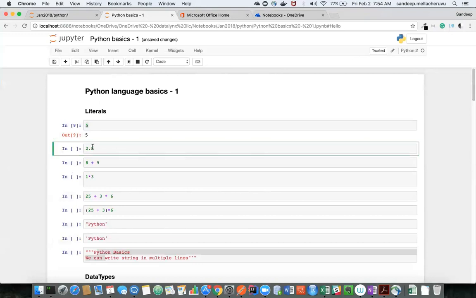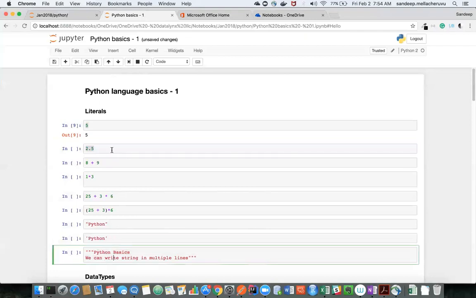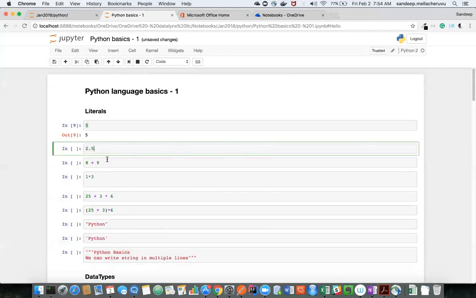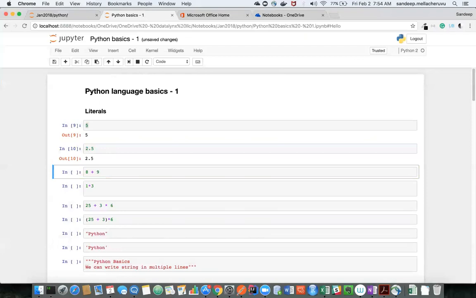Python also has decimal literals. When I do 2.5, it is a decimal or floating point. In most of the languages, you'll have floating points. So here it is a floating point literal. Again, if I do shift and enter, it will return the same element. The output of whatever you run here will be shown here after the cell when you execute.